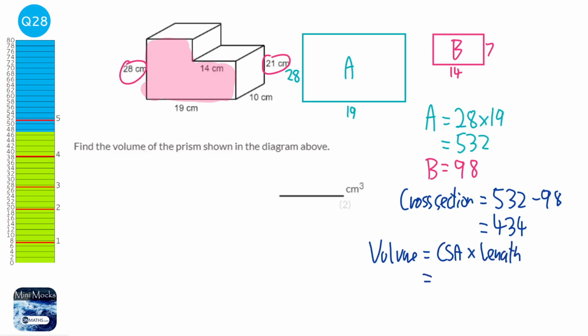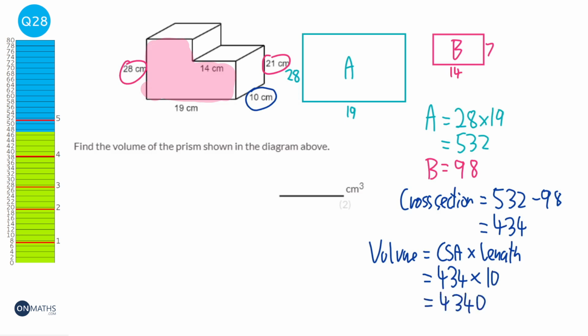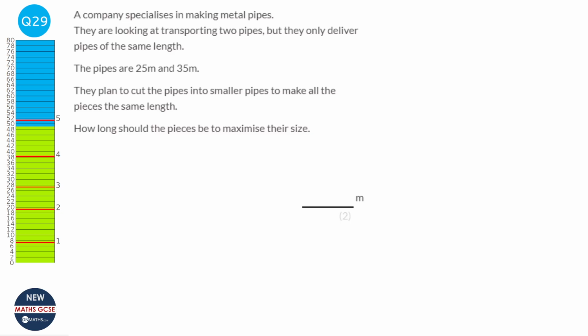So our area of cross-section is 434. Our length is basically how 3D the shape is, so it's going to be 10. And so that would be 4,340. So our answer is 4,340 centimeters cubed.